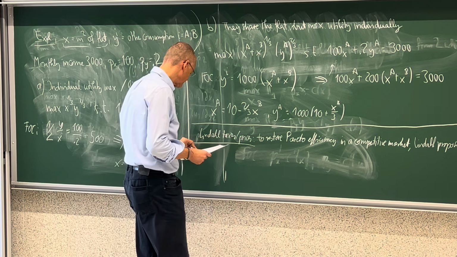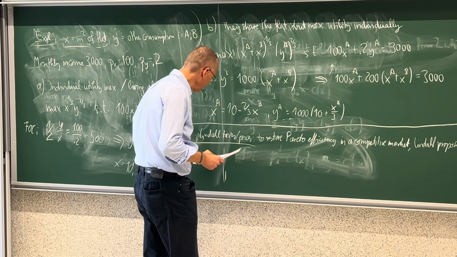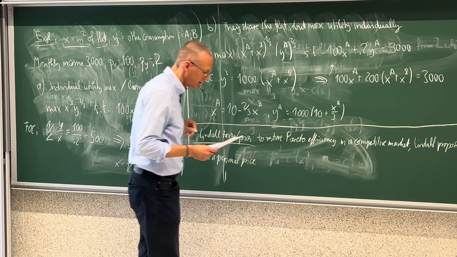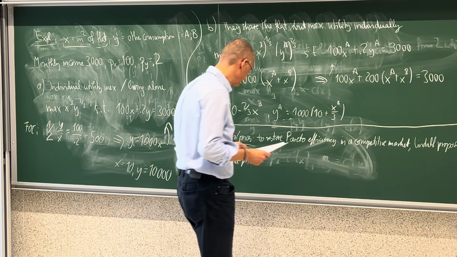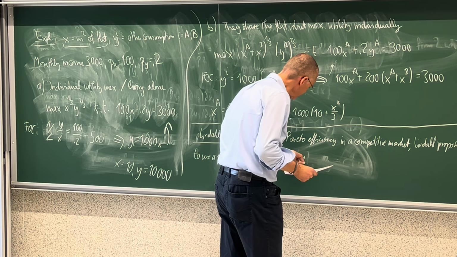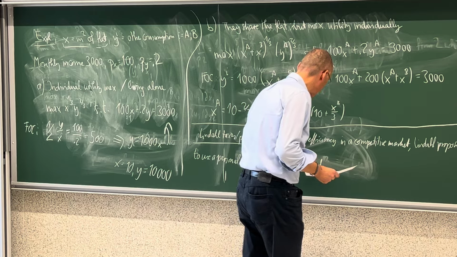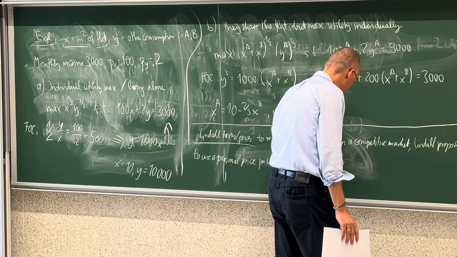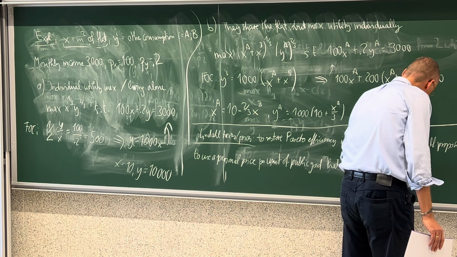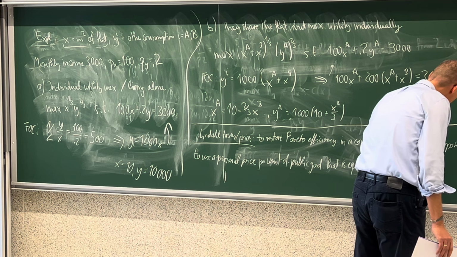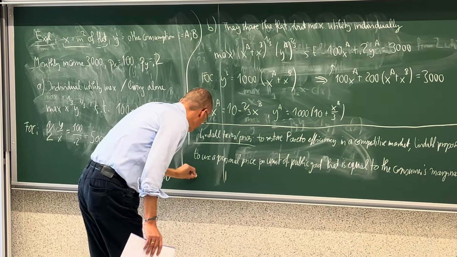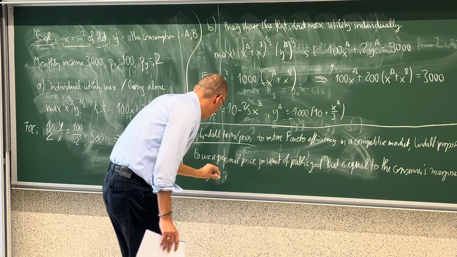Maybe to use a personal price per unit of public good that is equal to the consumer's marginal utility.